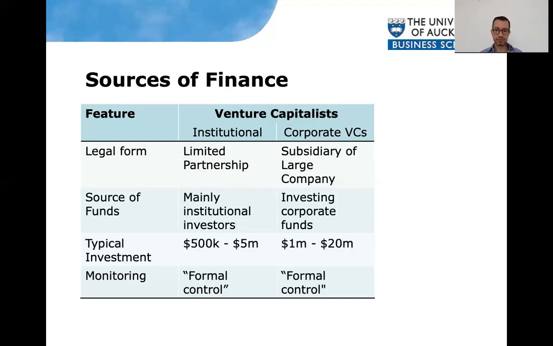The monitoring also differs. Actually, it doesn't differ. In both cases, you have formal control, and this means that they want to keep an eye on their investment.